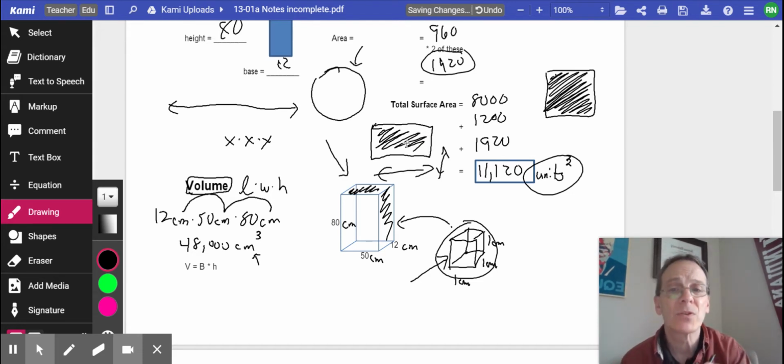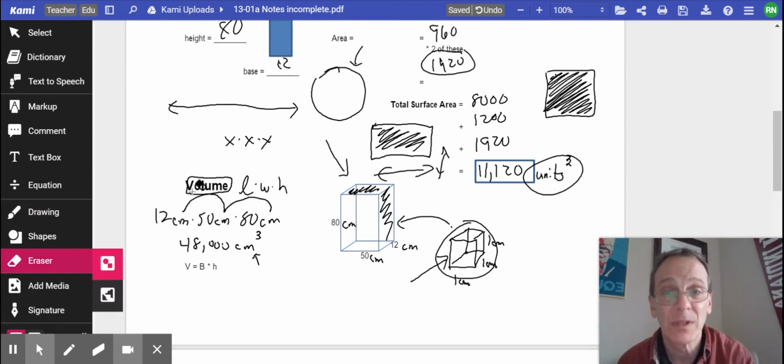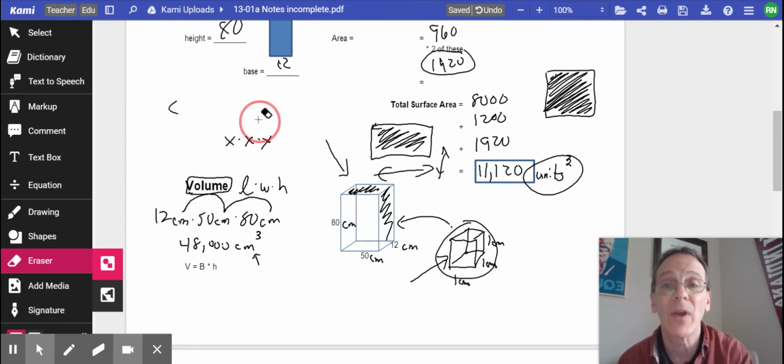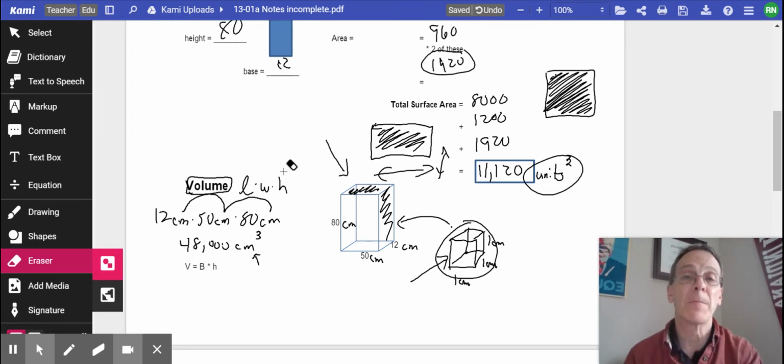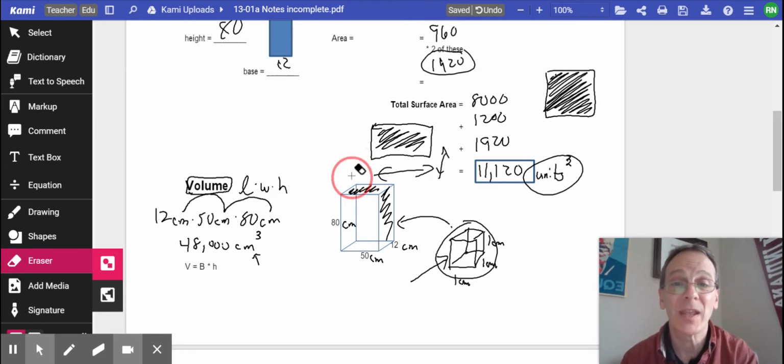Okay, so you must know the difference between surface area and volume. Okay, I will be very clear in any problem that I give you, whether I'm asking for surface area or I'm asking for volume. Oftentimes I will ask for both. Okay, but make sure you're answering the question that I'm asking. Make sure you understand the difference.